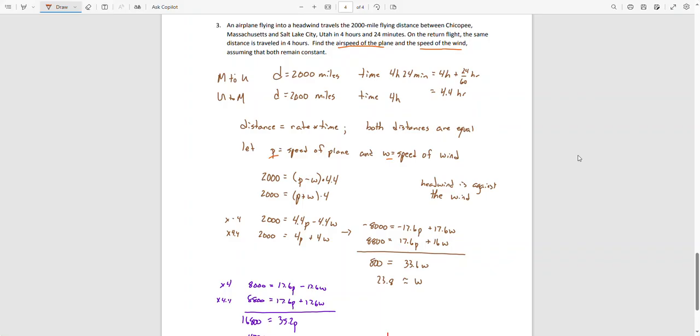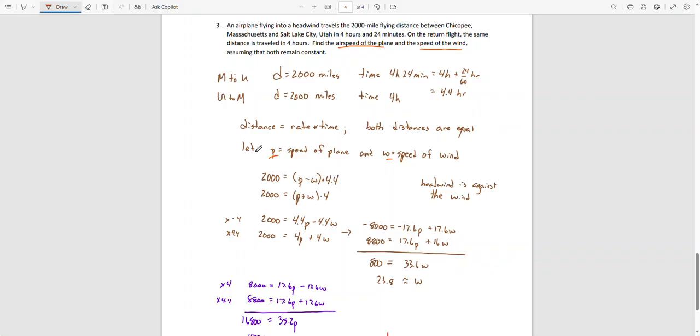I like for it to be clear. X and Y tells me nothing. So what I know is the distance, 2,000, is equal to the rate of the plane minus the headwind, right? The wind's blowing in your face and slowing you down against the wind in 4.4 hours. So 4.4 times (P minus W).